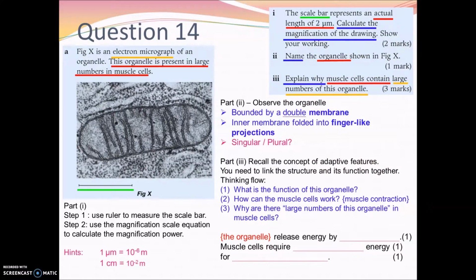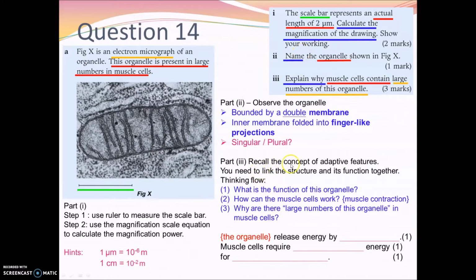And then for A2 and A3. For part 2, observe the organelle structure: double membrane, and for the inner membrane there are some finger-like projections. So what is it? You can refer to the book. But one thing I would like to mention is that when you name the organelle, should it be singular or plural form? Be very, very careful. That's for part 2.